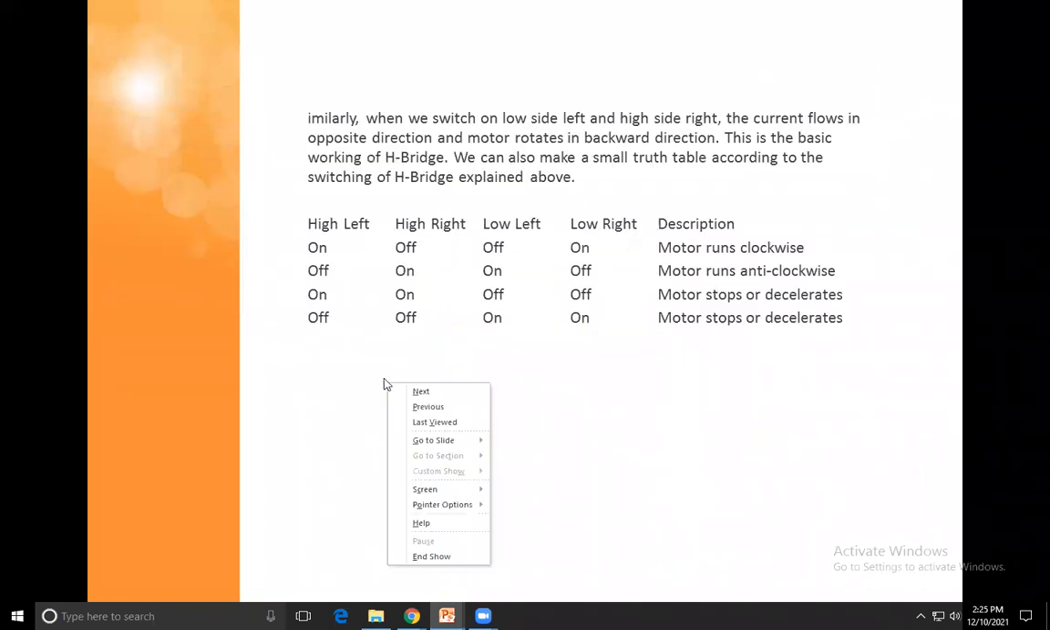Okay, this is the binary form. Suppose this is one, this is also one, and this is also one and one. By using these combinations, you have to rotate the motor in the clockwise or anti-clockwise direction.